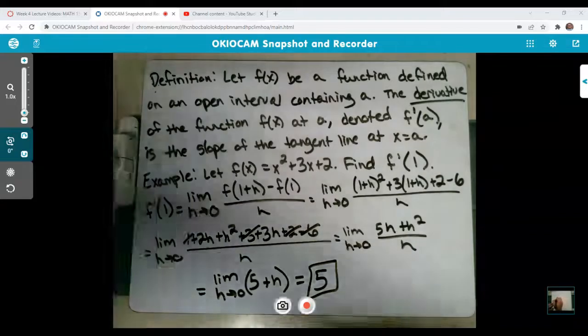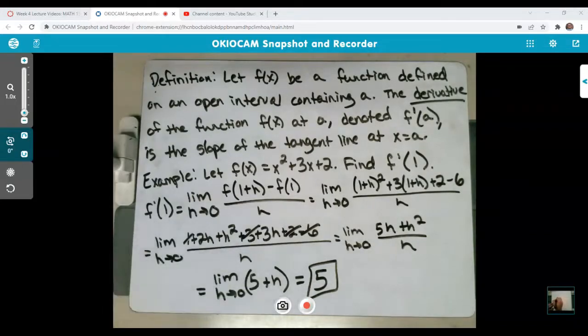Again, it's the same thing as just finding the slope like we have done. Let's do another example. Oh, actually, that's it. That is the last example I have. So that is what a derivative is. It is the slope of the tangent line at a certain point.